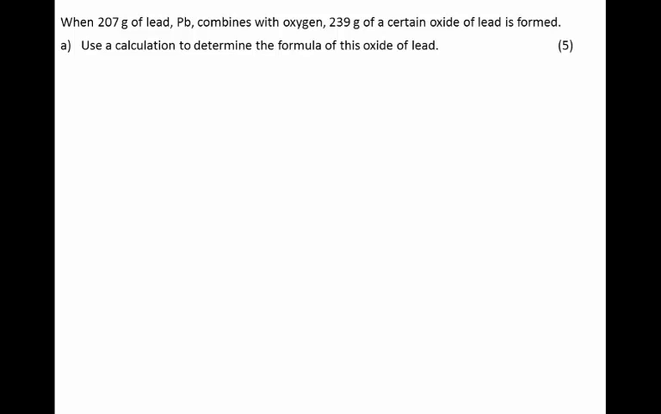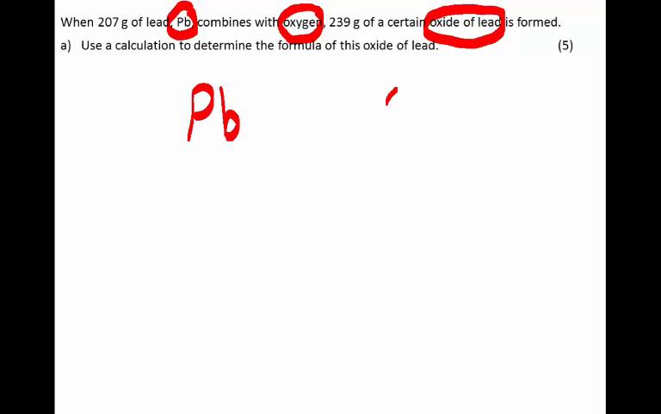An exam question in which we have to calculate the empirical formula of a substance. We have 207 grams of lead, which combines with oxygen to form a lead oxide. And we have the total mass of that, 239 grams. So in this compound we have lead and we have oxygen.